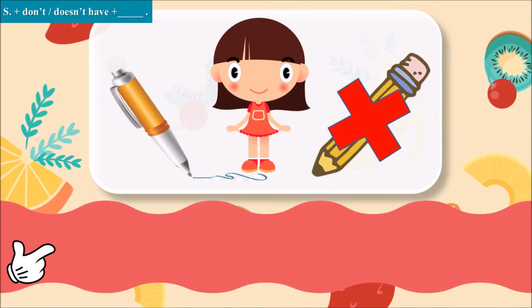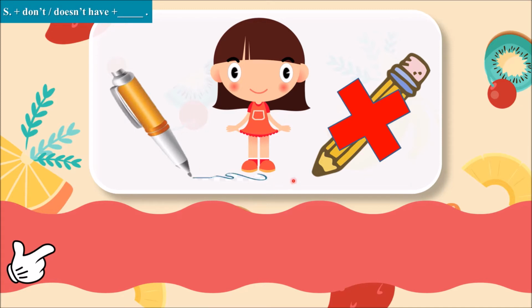So let's look at these pictures. Can you remember? In affirmative form, in this picture, we said she has a pencil, but now we are doing negative form, so we have to say she doesn't have a pencil. You look at the symbol. The symbol is a cross mark. It means doesn't have. Okay?